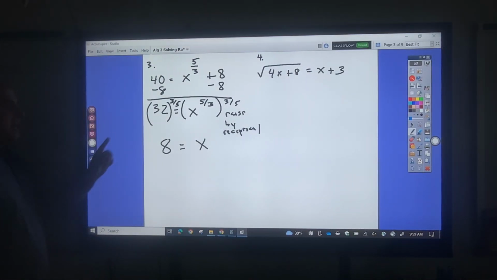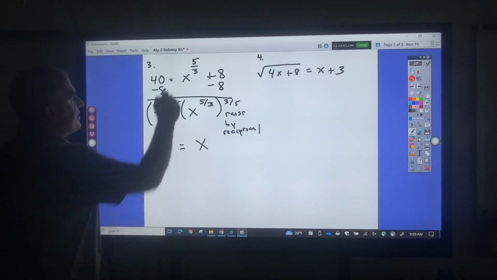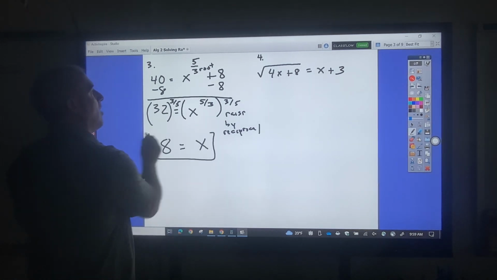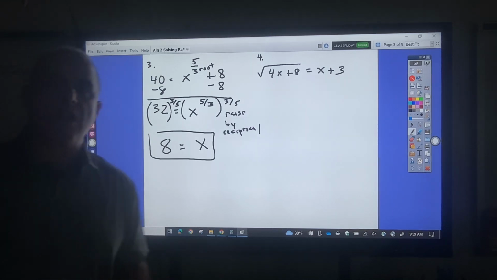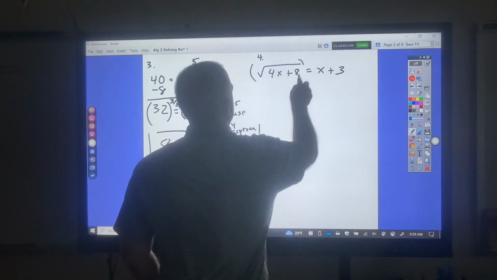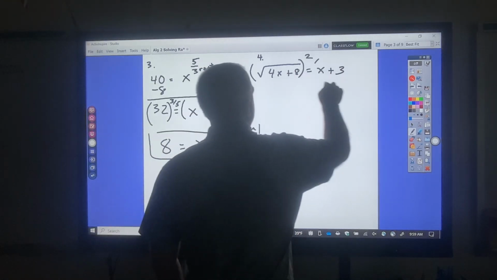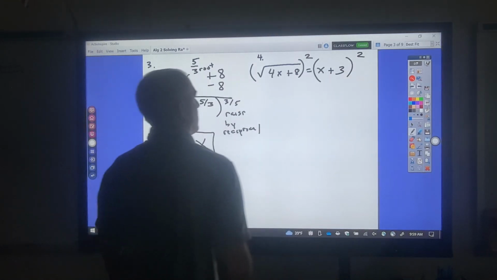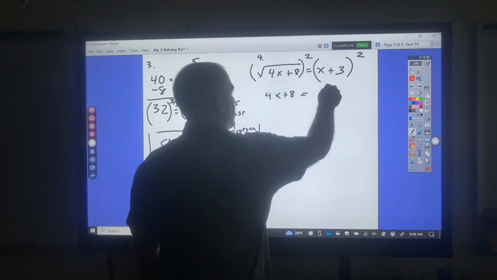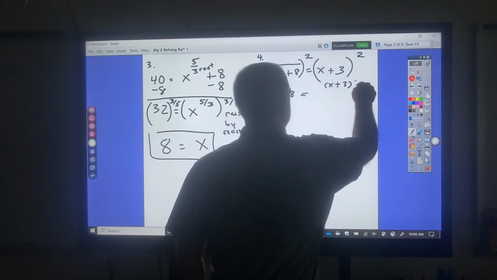Now once again, I want to check. What this means is that's a root of 3, so I'm good no matter what. But you've got to be careful with that. This one, I want to square both sides to get rid of the square root. Now, what happens here is that's 4x plus 8. What do I do with that? That's really x plus 3 times x plus 3.